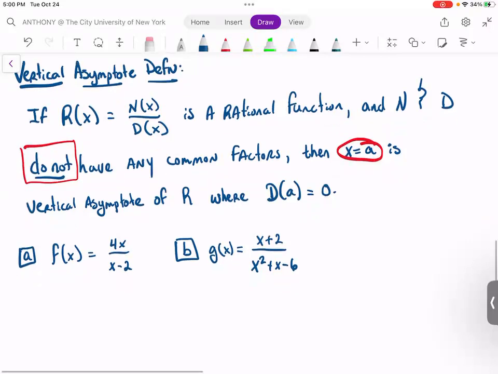So when you want to find vertical asymptotes of a function, essentially, you simplify your function. You first write it out where both the numerator and denominator are factored completely. If you look at the first one, part A, f of x equals 4x over x minus 2, 4x and x minus 2 do not have anything in common. So you can find your vertical asymptote of this function right away. Here, no common factors.